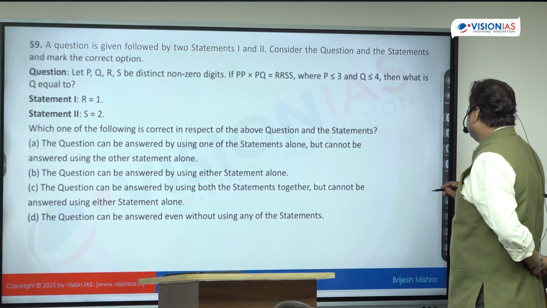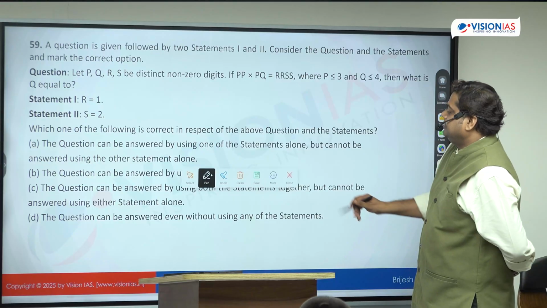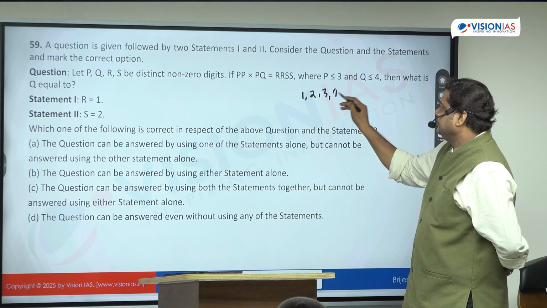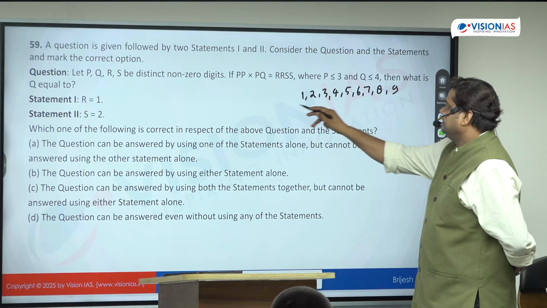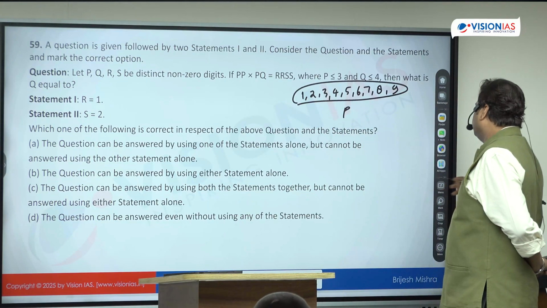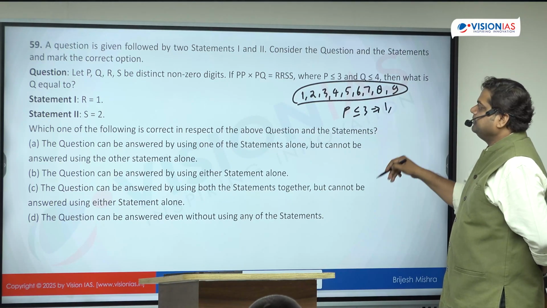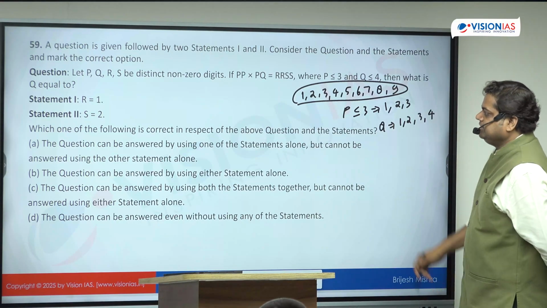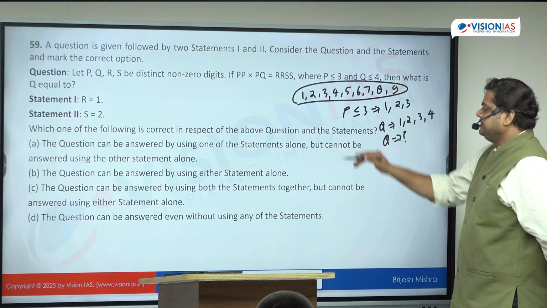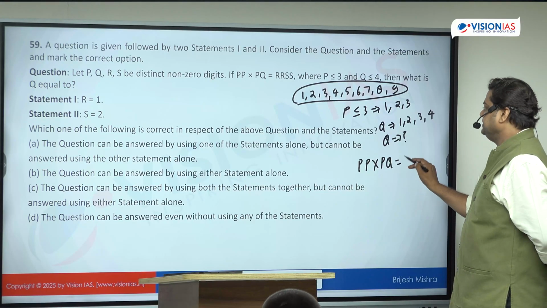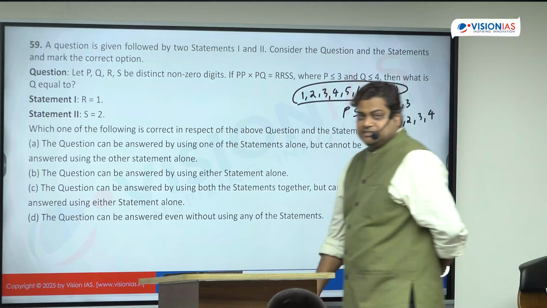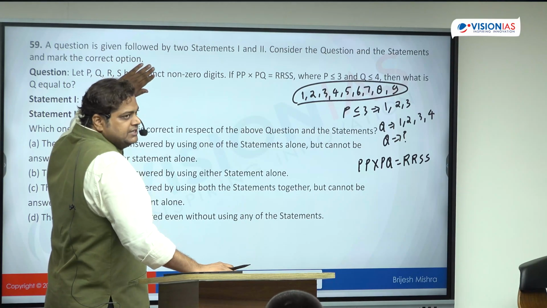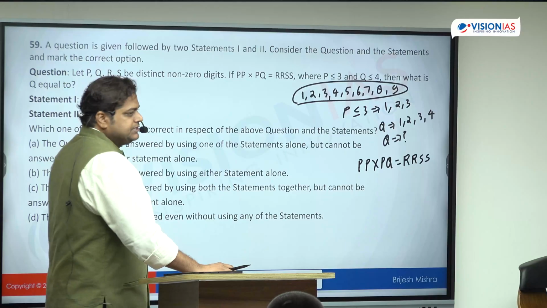A question is given followed by 2 statements. Let P, Q, R, S be distinct non-zero digits. 1, 2, 3, 4, 5. But it is given for P, it is less than or equal to 3. That means it can take value 1, 2, 3. Q less than or equal to 4: 1, 2, 3, 4. This information is given. PP into PQ is equal to RRSS. This information is given. So first we are going to see, are we getting the answer with the help of this information given in the question itself? If not, then we'll try to get the statements' information.